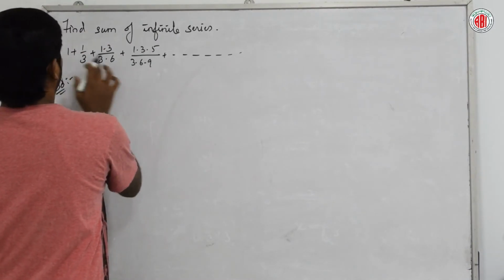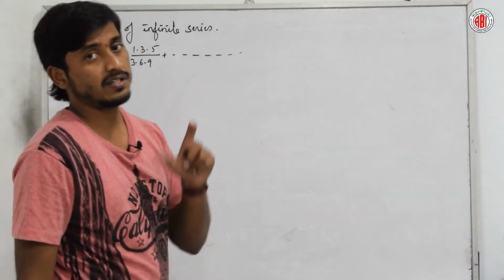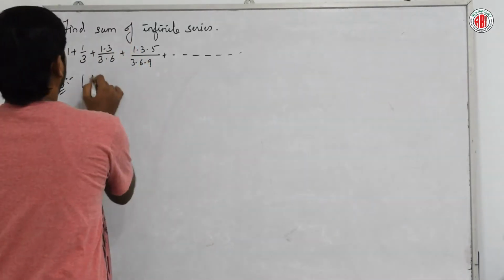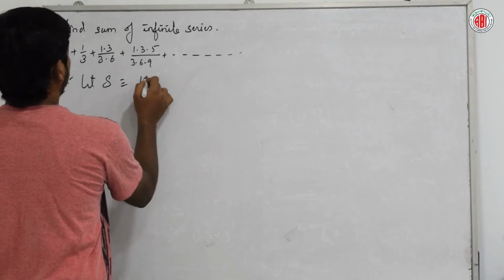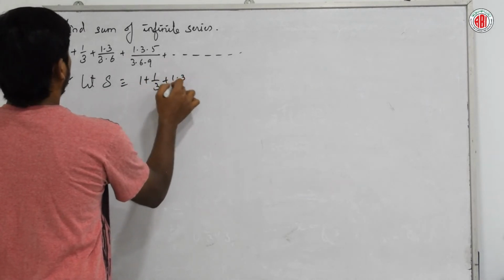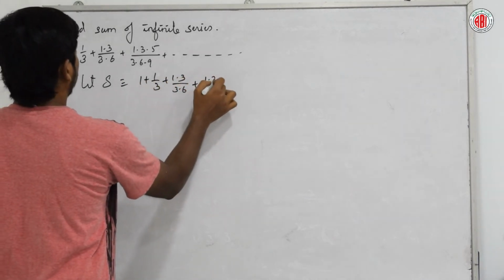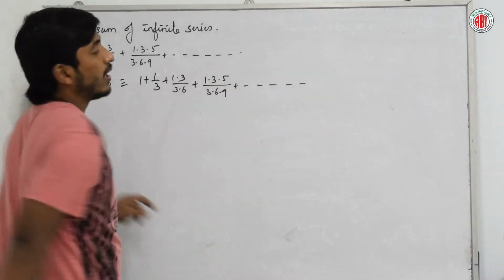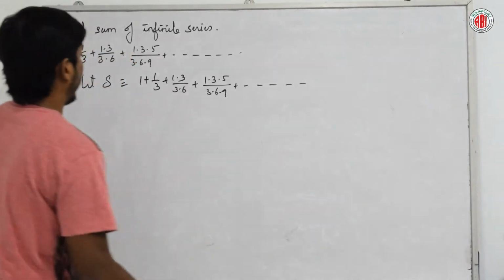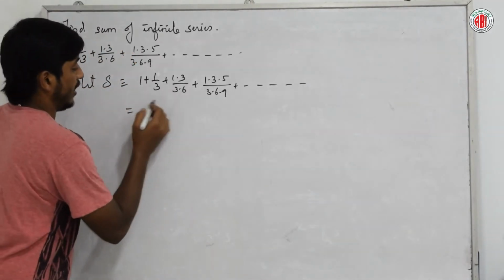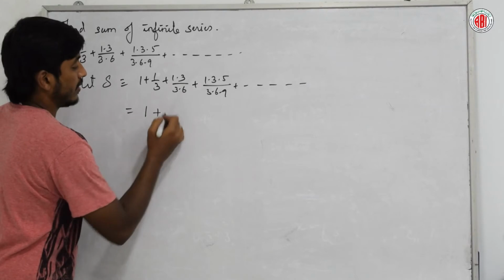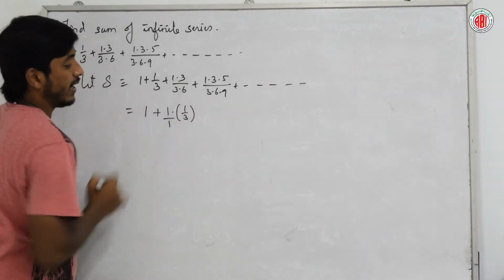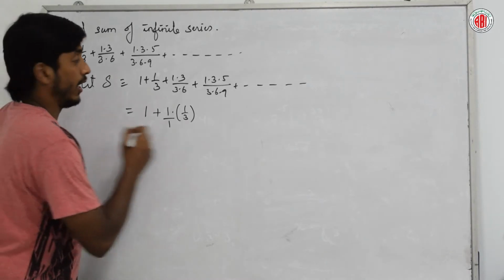First, you can identify all positives, so either it should be first or last. Right? That is fixed. Next, let S equal 1 plus 1 by 3 plus 1 into 3 by 3 into 6 plus 1, 3, 5 by 3, 6, 9 and so on. Now let me write that as 1 plus 1 into 1 by 3. Let me write it as 1 by 1. Why? You will get to know.